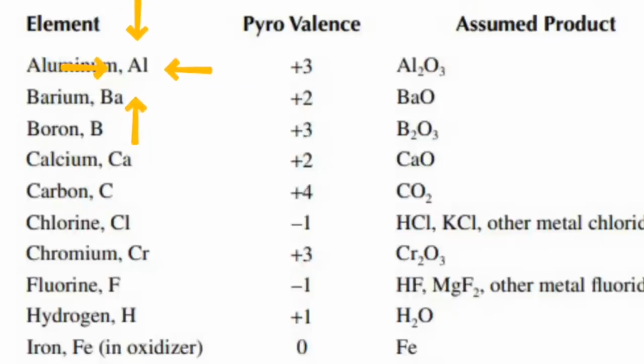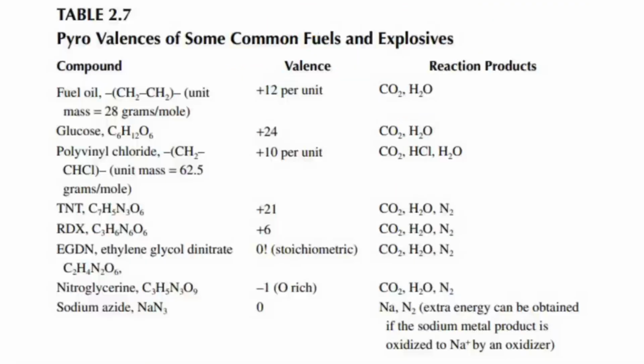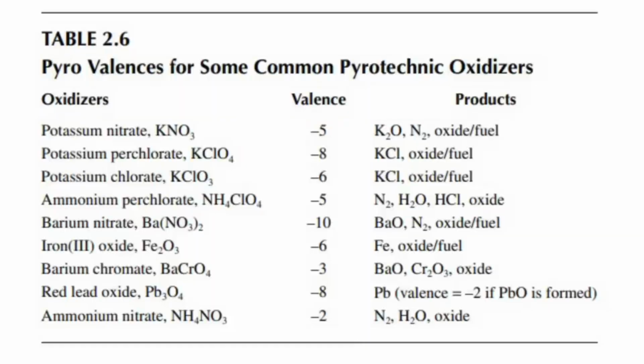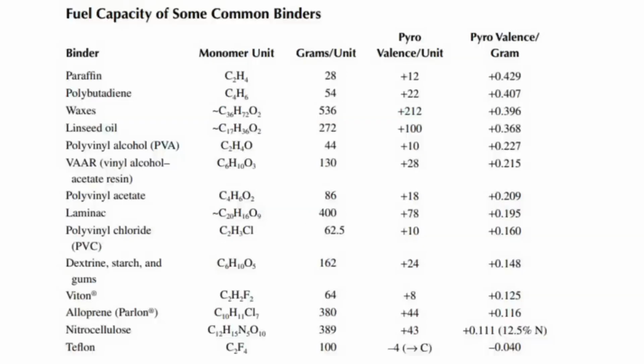Aluminum, as an example, because that's a common fuel that gets used in explosives, like aluminized explosives. That'll go to aluminum oxide, that is +3 valence state. If you commit that to memory, it's going to make this whole process a lot easier.